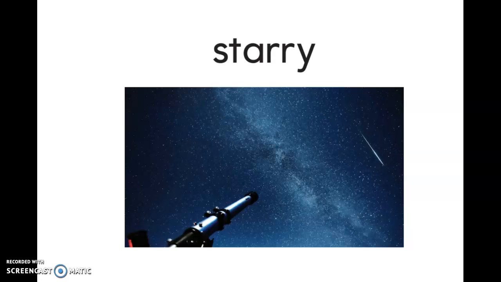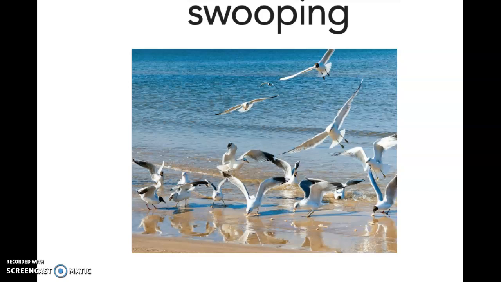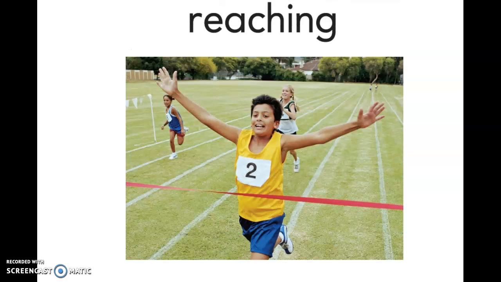Starry. Something that is starry is bright and full of stars. Creatures. Creatures are all kinds of animals. Fish, spiders, birds, oh goodness, so many things. Swooping. If something is swooping, it is flying fast and smooth, down and up, like those seagulls. Reaching. When something is reaching a place, it is getting there. That little guy right there is reaching the finish line before all the others.